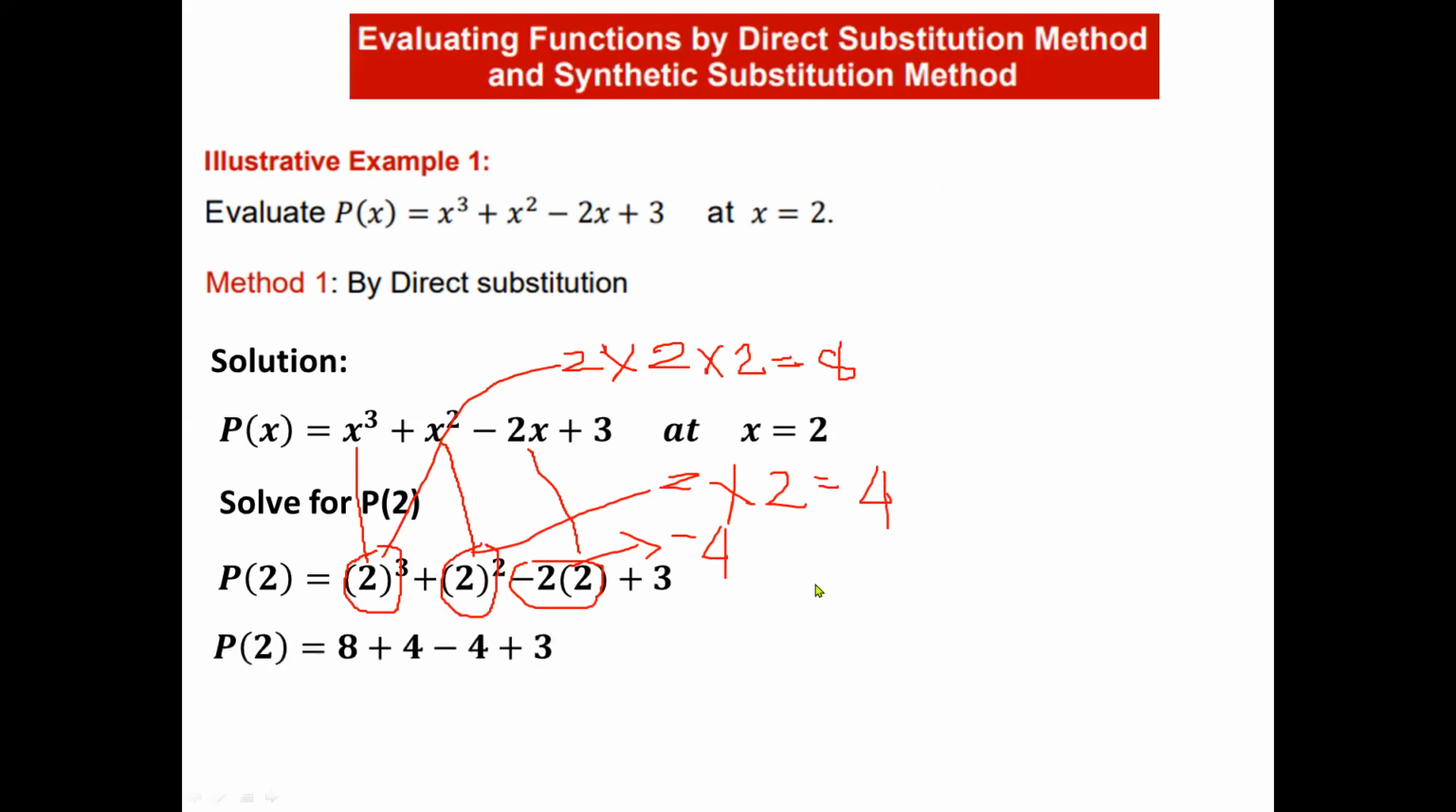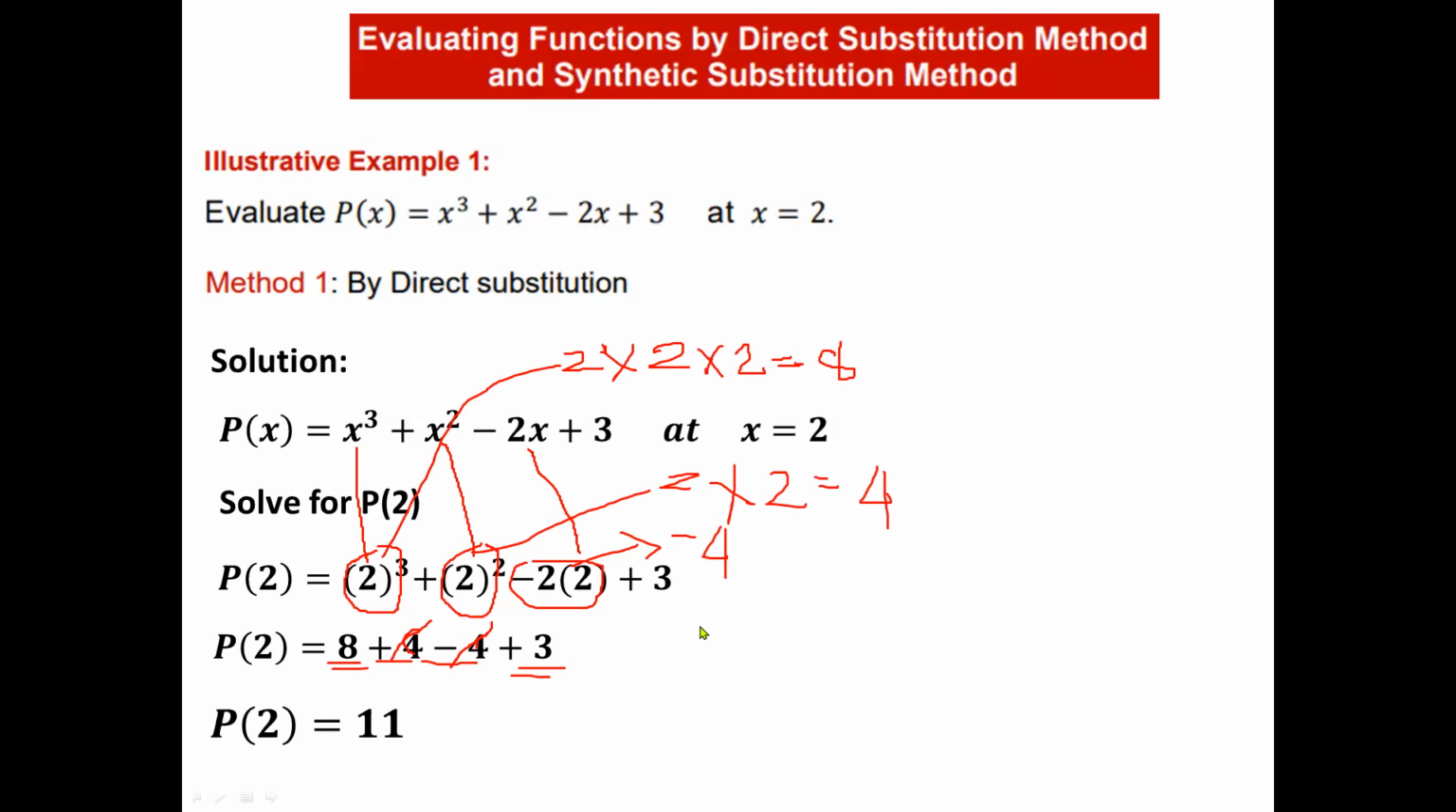Now, P of 2 is equal to 8 plus 4 minus 4 plus 3. As we can see in the middle, may dalawang 4 tayong nakikita. Ito yung 4 na isa, ito naman yung pangalawa. But it so happened that they have unlike sign. Positive 4 and negative 4 can now be cancelled kasi kapag yan ay ating inoperate, positive 4 and negative 4 is actually equal to 0. So matitira na lang ang 8 at ang 3. 8 plus 3 is equal to 11. Thus, ang ating sagot sa ating function, ang P of 2 natin, is equal to 11.